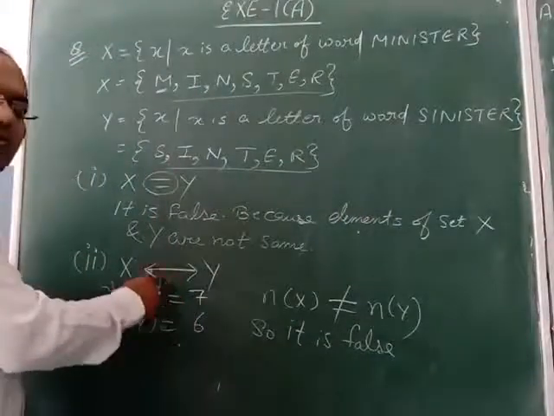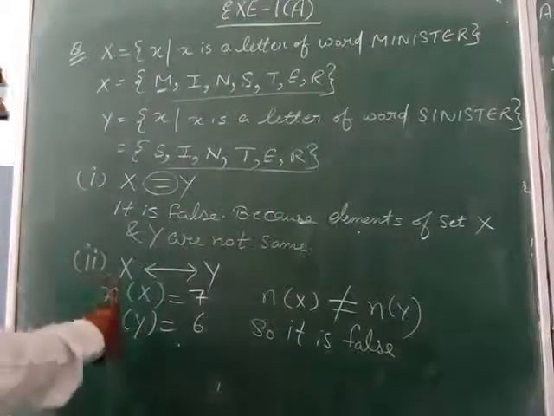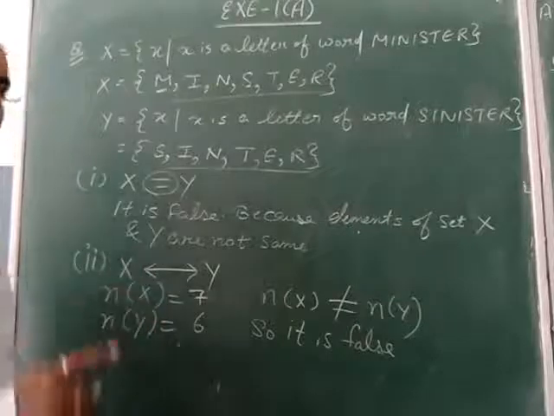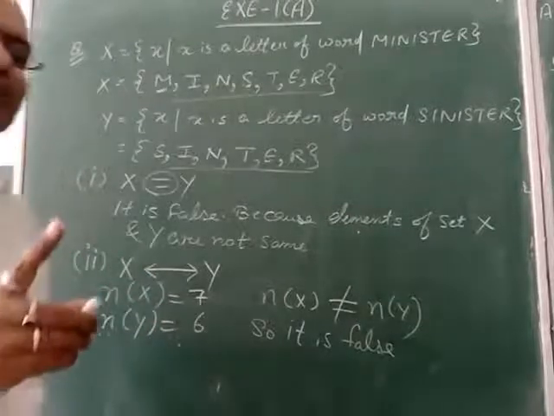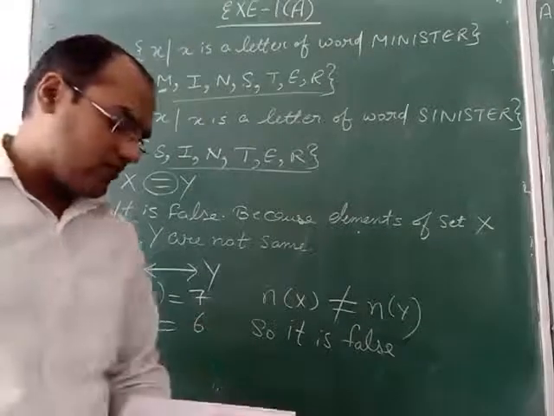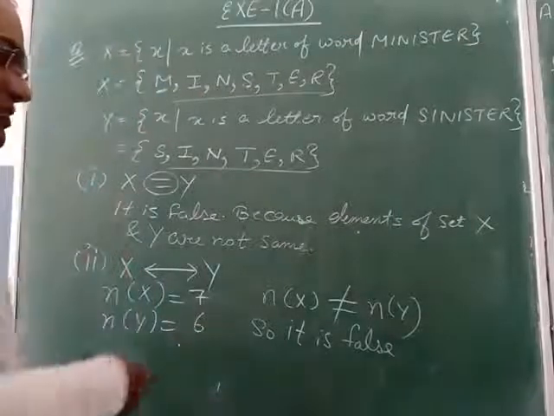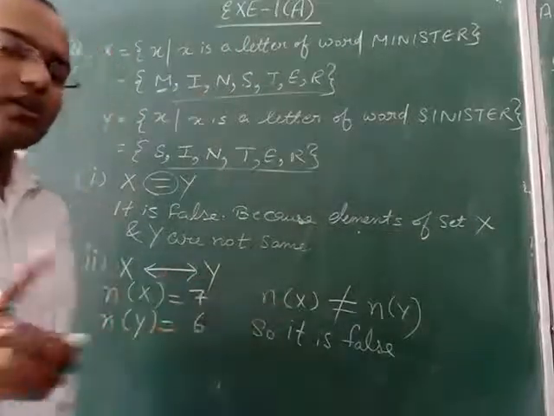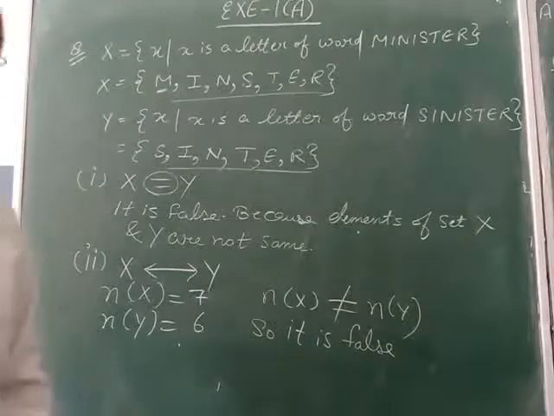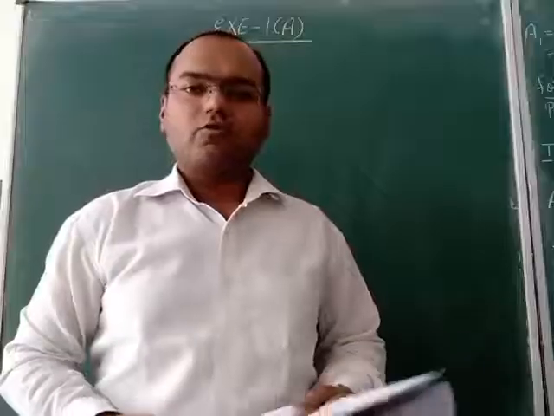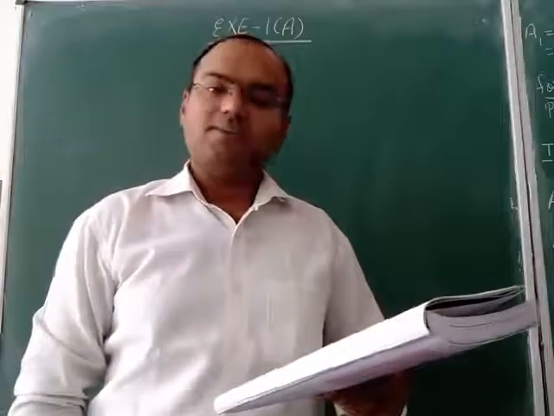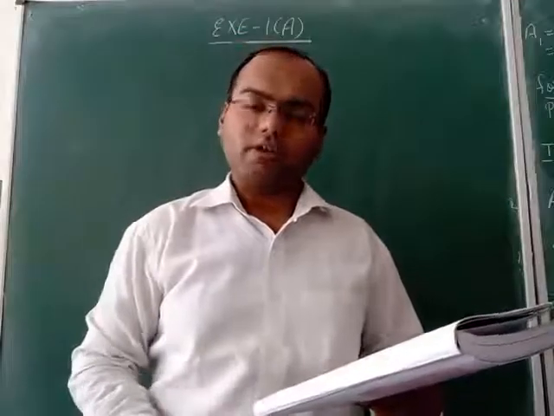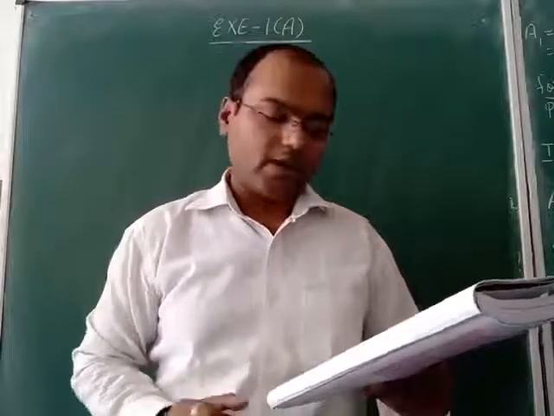When will this statement be true? This statement will be true when the cardinal numbers are equal to each other. Then in that case we will write true. But this is now false. Why is this false? Because the cardinal numbers of X and Y are not equal. So like this you have to do question number 8. Now questions number 9 and 10 are same as I have explained in question number 8. So these two questions you have to do by yourself.